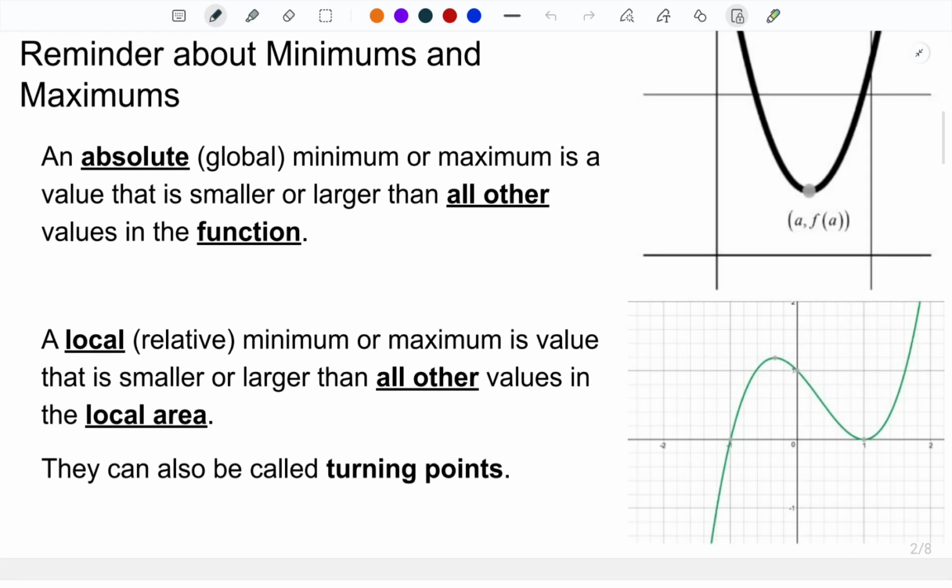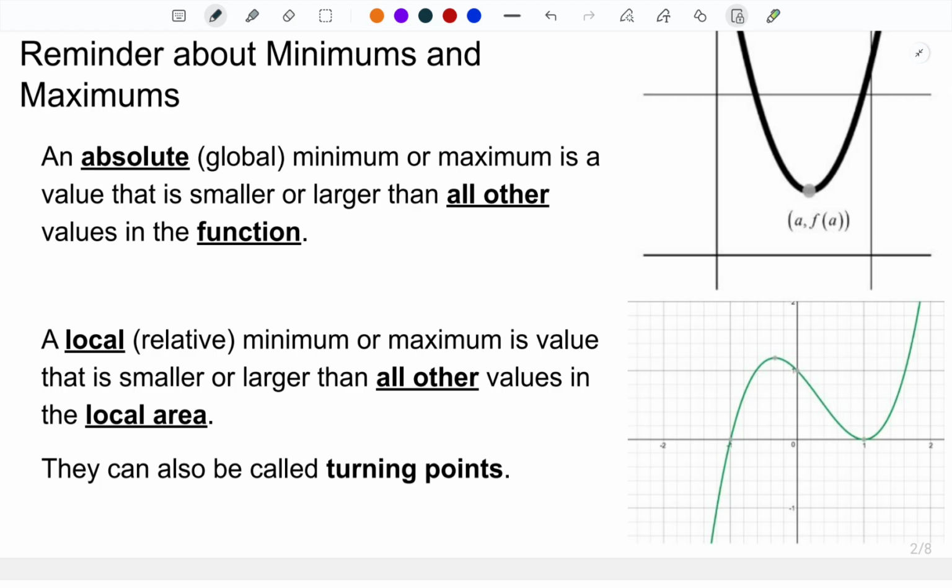So we looked at minimums and maximums. So we have what's called an absolute minimum or maximum. Sometimes we call it a global minimum or maximum. And that's just something that's either smaller or bigger than everything else in the function. So maybe the bottom of a parabola. That's the smallest point the parabola ever reaches.